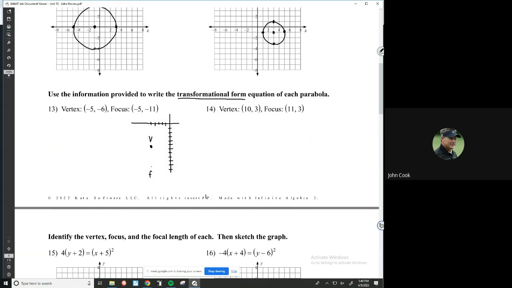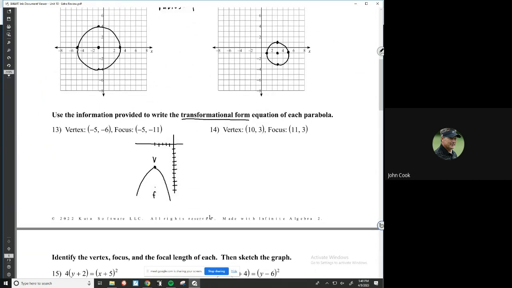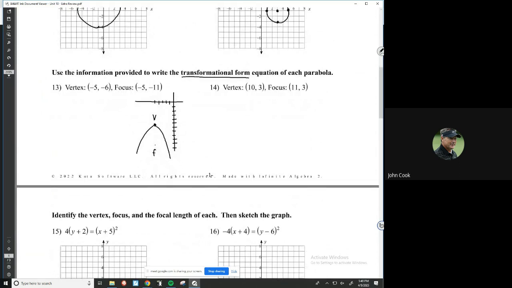So remember what we said. If you have the vertex and the focus, the focus is inside the parabola. So my parabola is going to look something like that. And that means it's moving up and down. So the x part is going to be the squared part. So I'm going to be using this equation: x minus h squared is equal to 4 times p times parentheses y minus k. So h and k come from the vertex. So plug those numbers in. h is -5. k is -6.